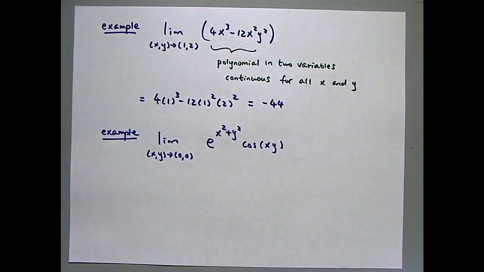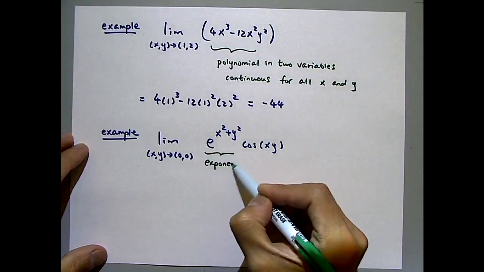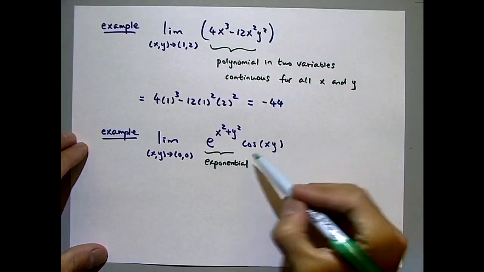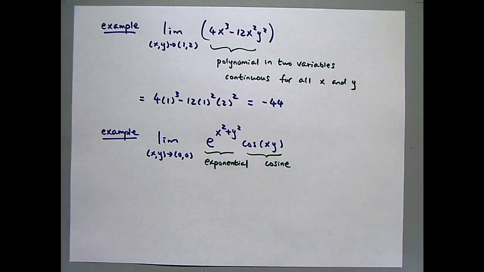E to the x squared plus y squared times cosine of xy. Okay, so we got the product of an exponential function, which is continuous for all possible x and y. This is a cosine, and that's also continuous for all possible x and y.